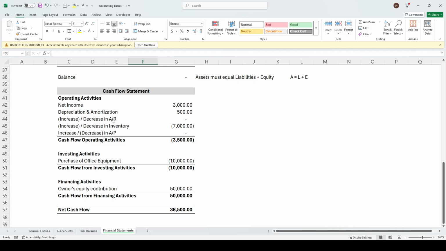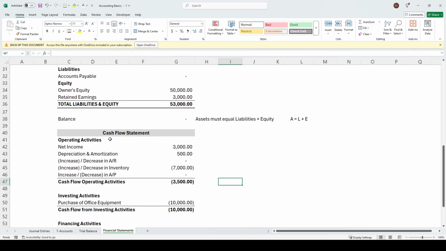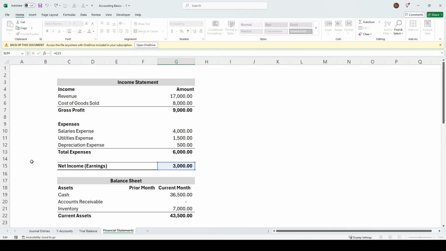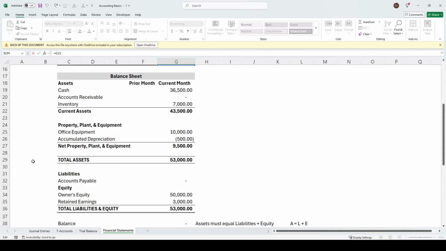And so here we're going to have three sections, which include cash flow from operating activities, cash flow from investing activities, and cash flow from financing activities. So operating activities, essentially, we're just going to work backwards here. So we start off with net income. Here you'll see that it's connected to the income statement of $3,000.